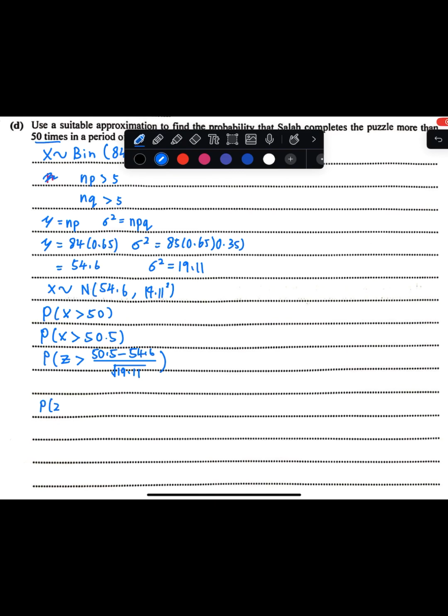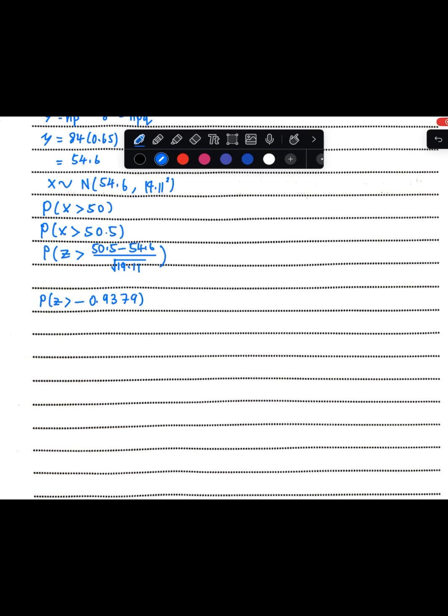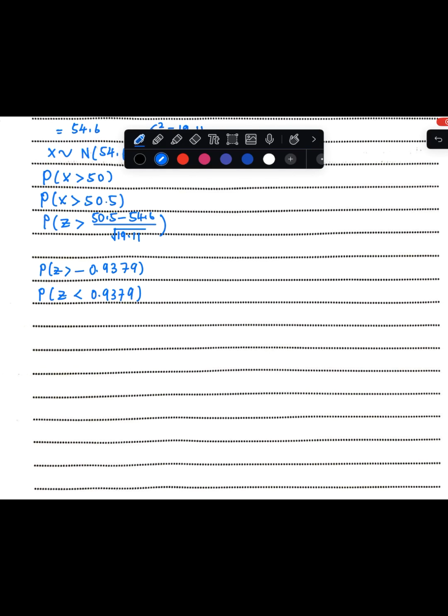Then the probability that Z is bigger than, okay, let me calculate this. 50.5 minus 54.6 divided by the square root of 19.11. It's negative 0.9379. Okay, round it off. See, there's a negative, right? So you can actually flip the sign like that. You have the power to do that.